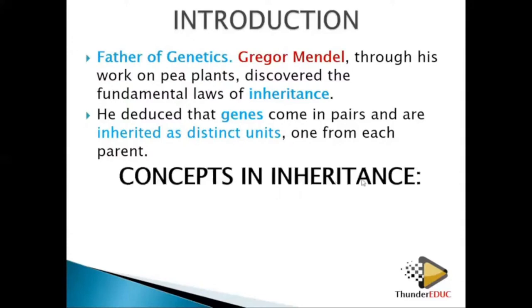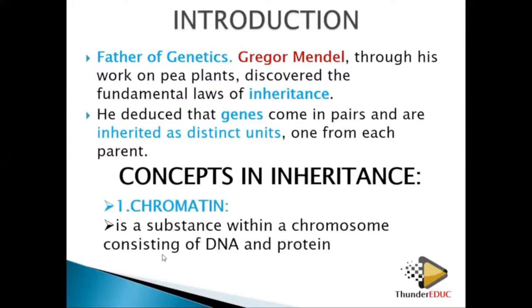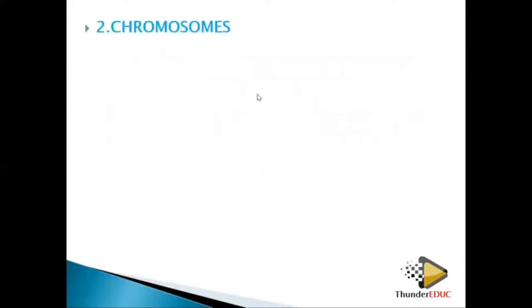So let's look at some of the concepts of inheritance, meaning the terminologies. Chromatin: it's a substance within a chromosome containing DNA and protein. Basically, chromatin is DNA, but in this case the DNA is like threads, in coiled form. When it coils, it forms what you call chromatin. Then number two, you have chromosome. When the chromatin condenses, shortens and becomes thick, it forms what you call a chromosome. So chromatin and chromosomes are the same thing, but in different versions. You can say water in ice form and in liquid form. It's the same thing, but in different phases.